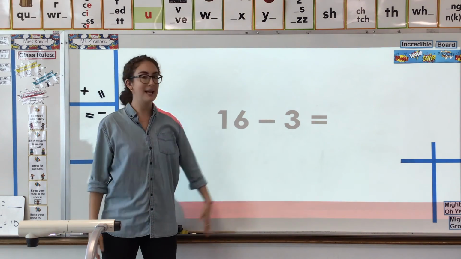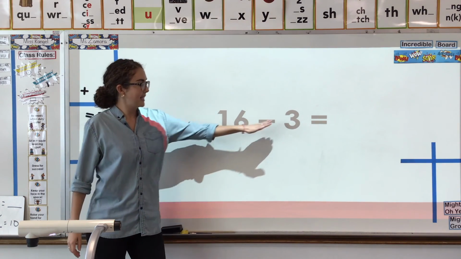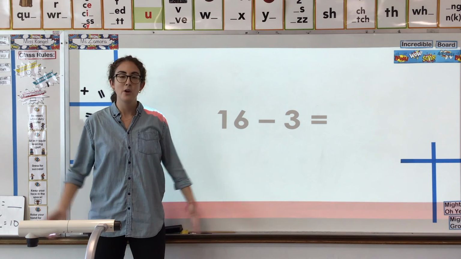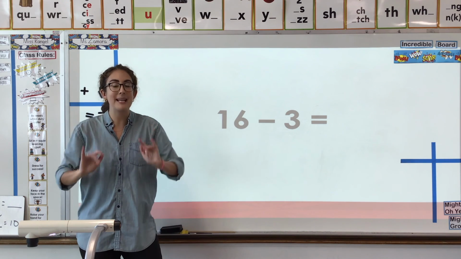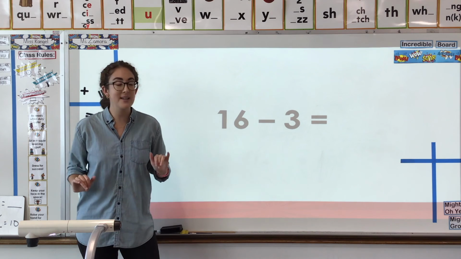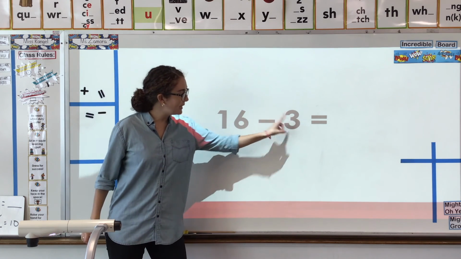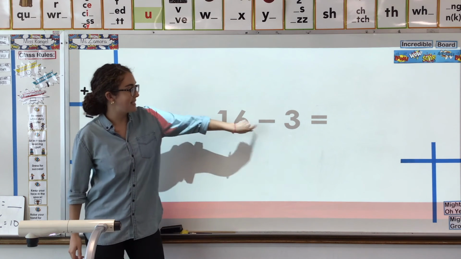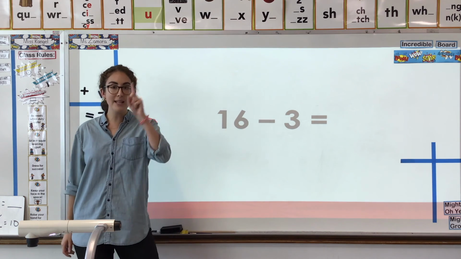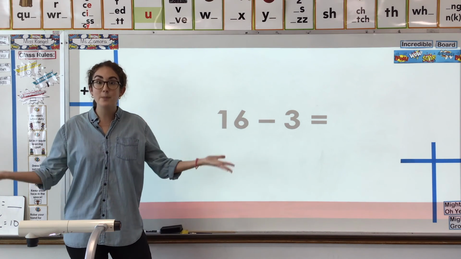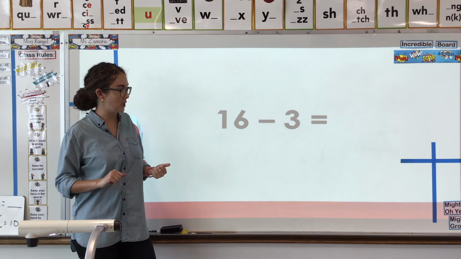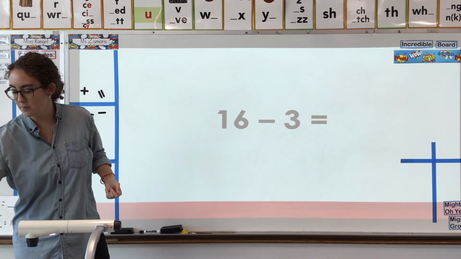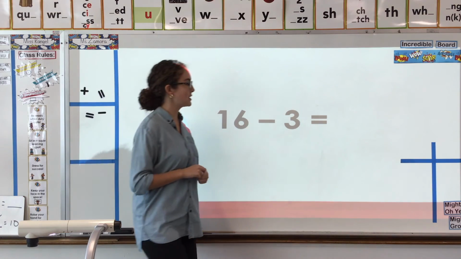Okay, 16 minus 3. 16 minus 3. We're not going to try and solve this by counting on our fingers. We want to solve this by looking at what numbers are in the same place. So the 6 and the 3 are both in the ones place. So we can subtract them and get our answer. What do we think this is? 16 minus 3.